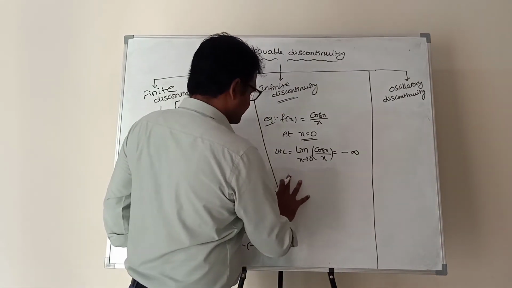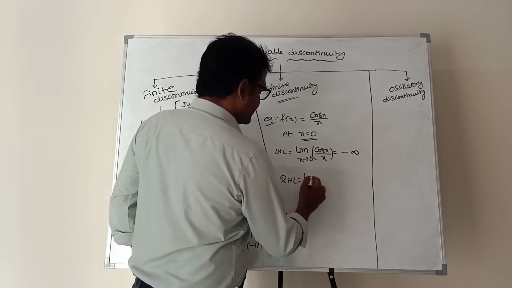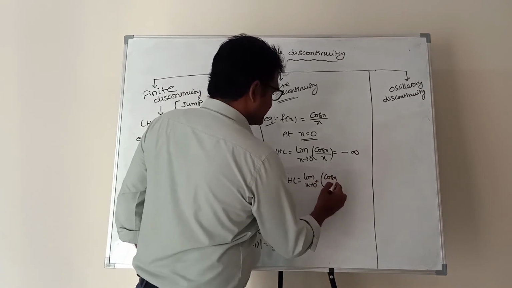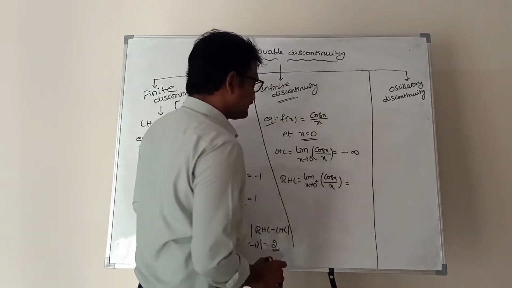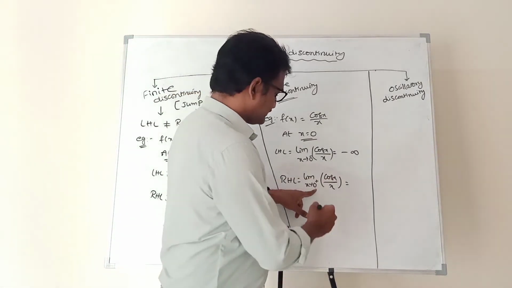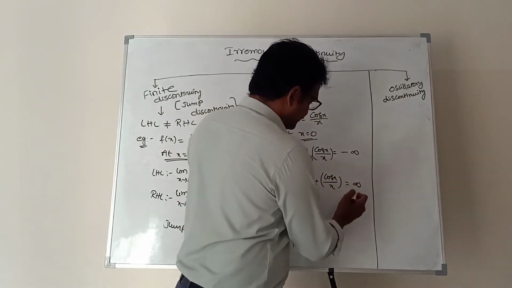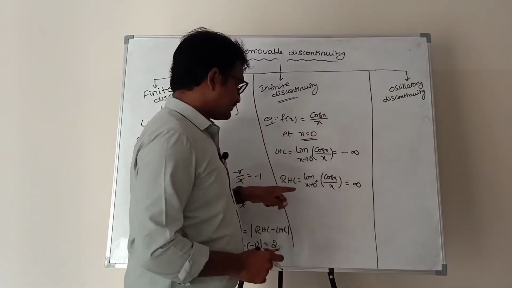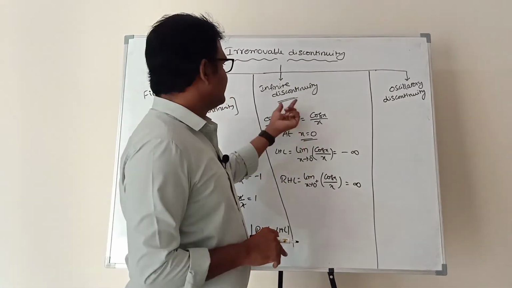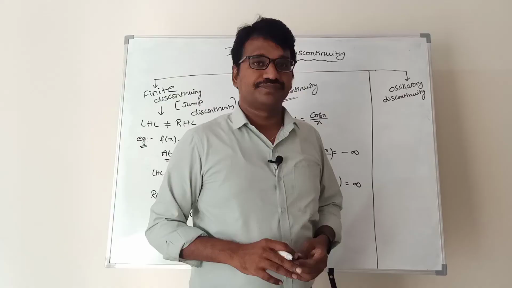Right hand limit. Limit x tends to 0 plus of cos x by x is equal to cos 0, since the x value is approaching 0. Cos 0 is 1. 1 by 0 plus is infinity. So here, if any one of the limits becomes infinity, then it is called infinite discontinuity. Infinite discontinuity, any one of the limits.